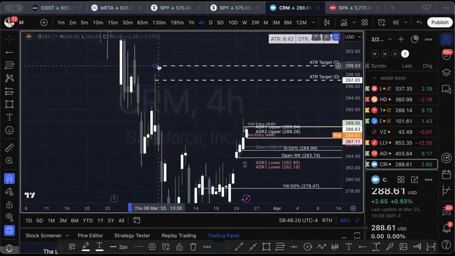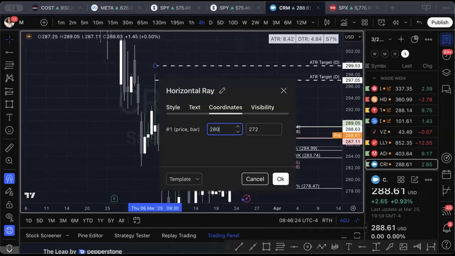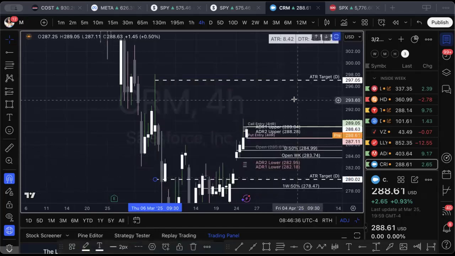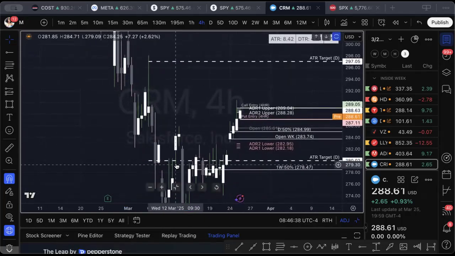So 280.21. Now, as always, the ATR target does not mean that it has to go all the way up to that particular point or all the way down to that particular point. What it means is if we did nothing but run parabolic to the upside, we could see as high as 297.05. And if we did nothing but drop the entire day, we could see as low as 280.02.